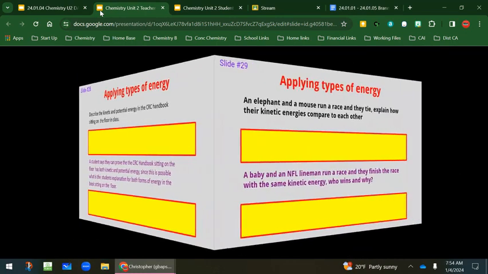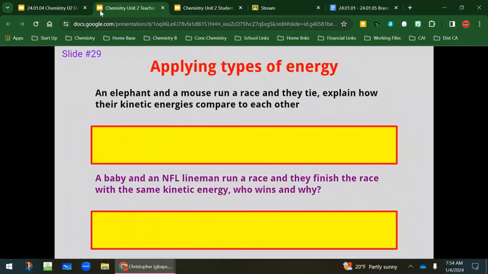Nice job. Okay, so now think about this. An elephant and a mouse run a race. They tie. While they're running the race, from the start line to the end line, they end up tied. How do their kinetic energies compare? One's got more. Well, the elephant, because he weighs more. But the mouse is able to move faster. Wouldn't they be the same if they tied? So you're saying their kinetic energy is the same because they end up tied.